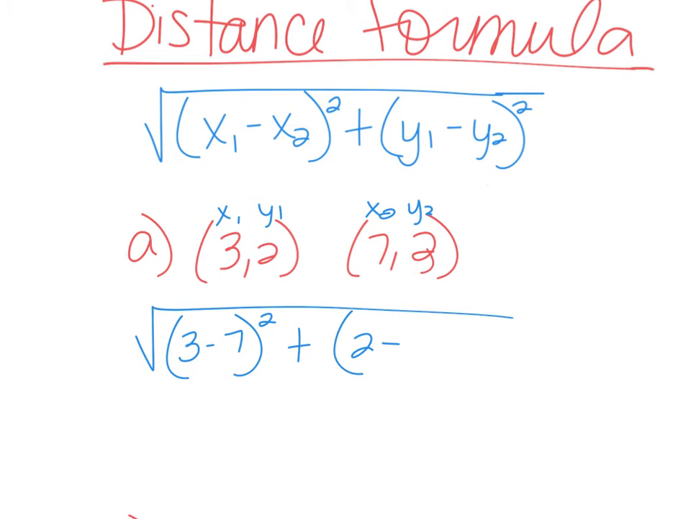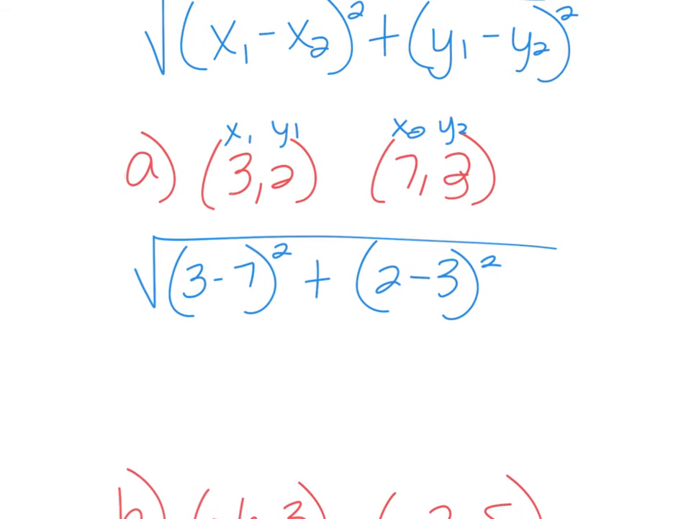Let's change that to a 3. Sorry, 2 minus 3 squared. Okay, so now, whenever you solve these, I want you to break it up into 2 different parts, and you'll see why. I just want you to do the stuff underneath the square root. Do not take the square root yet.